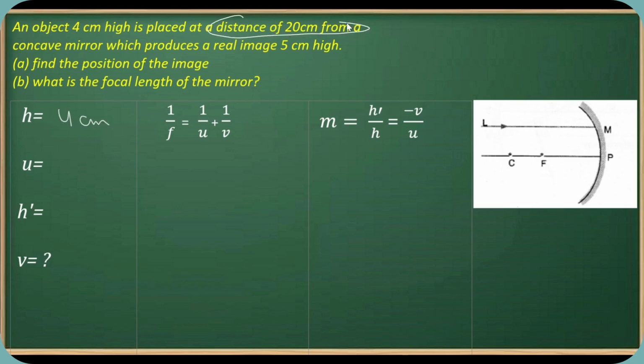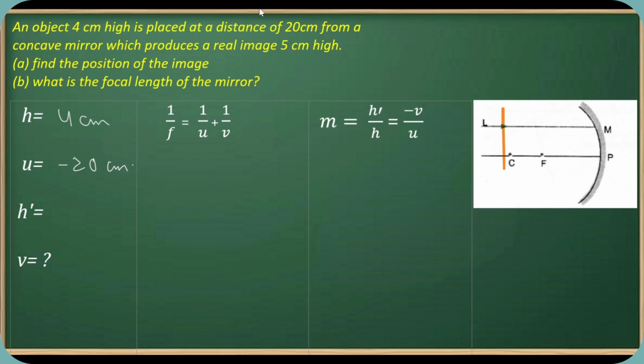Further, we are given the distance of the object from the mirror, and you should know that by convention the object is always placed to the left of the mirror, and anything which is measured to the left of the mirror from the pole is taken as negative. So we take the object distance, which is indicated by u, and instead of 20 we will write negative 20 centimeter.